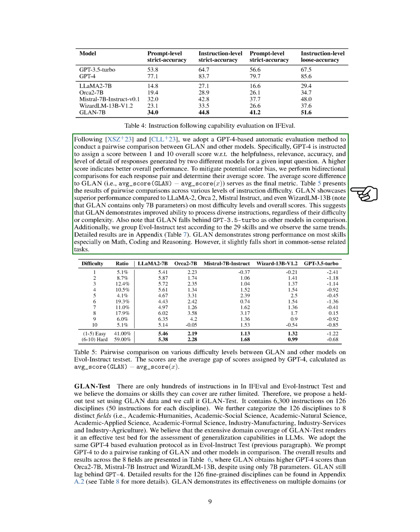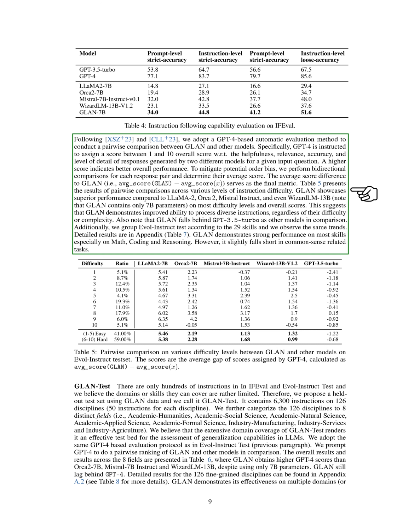The results of these pairwise comparisons across various levels of instruction difficulty show that GLAN outperforms other models, including Llama 2, Orca 2, Mistral Instruct, and even WizardLM 13B, despite GLAN having only 7 billion parameters. This indicates that GLAN has an improved ability to process diverse instructions, regardless of their difficulty or complexity. However, it's important to note that GLAN still lags behind GPT 3.5 Turbo and other models in comparison.